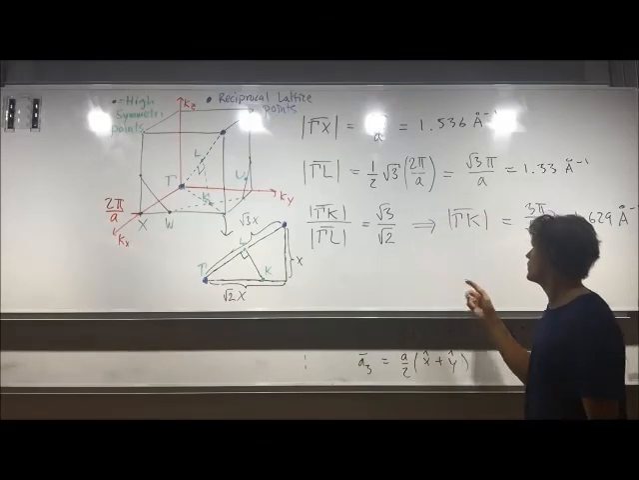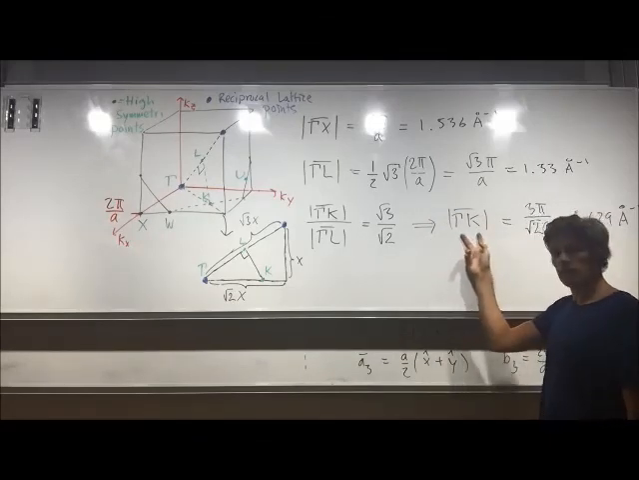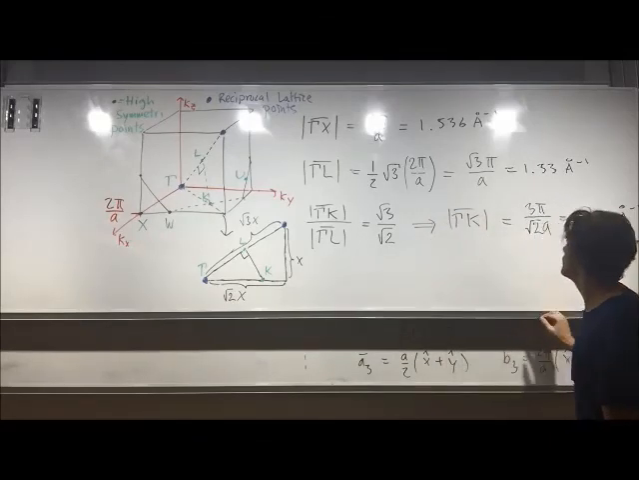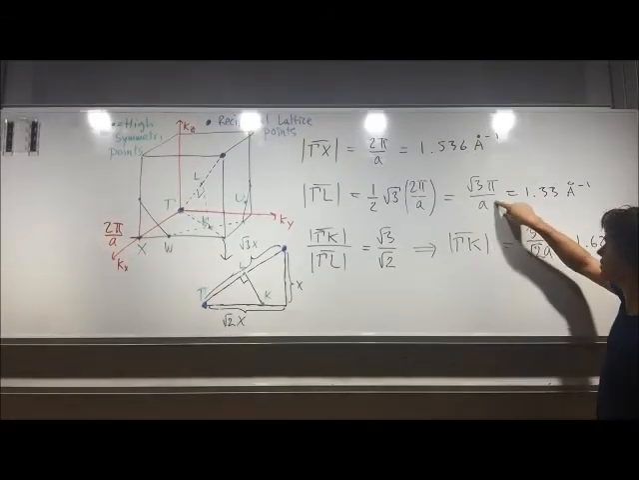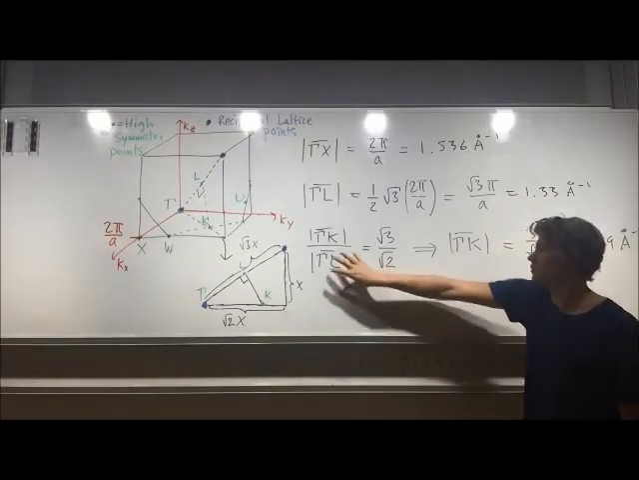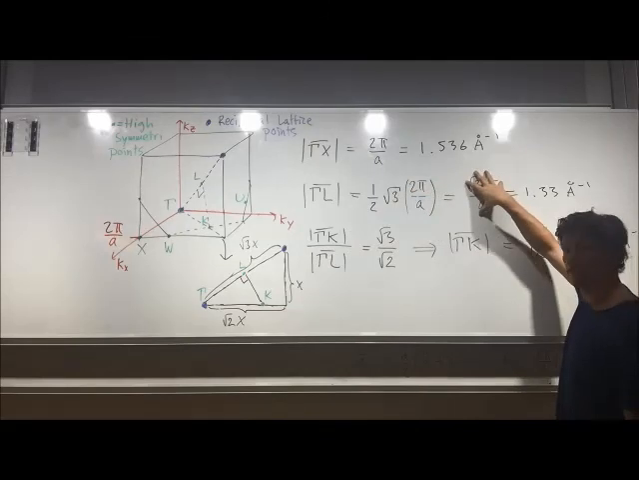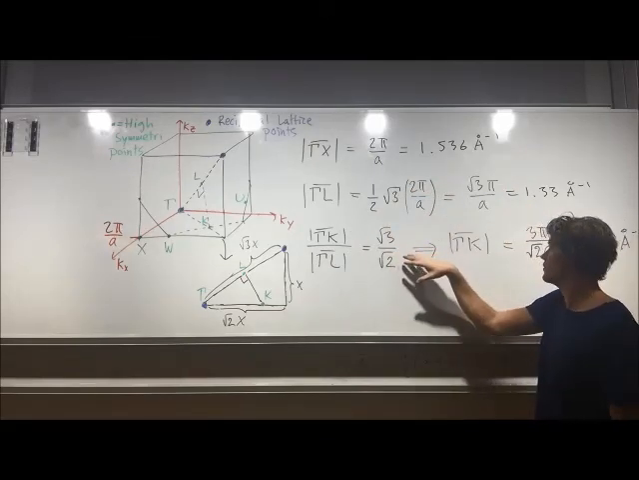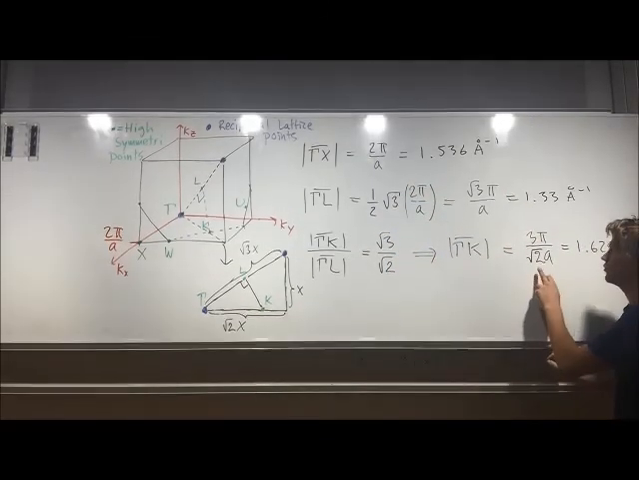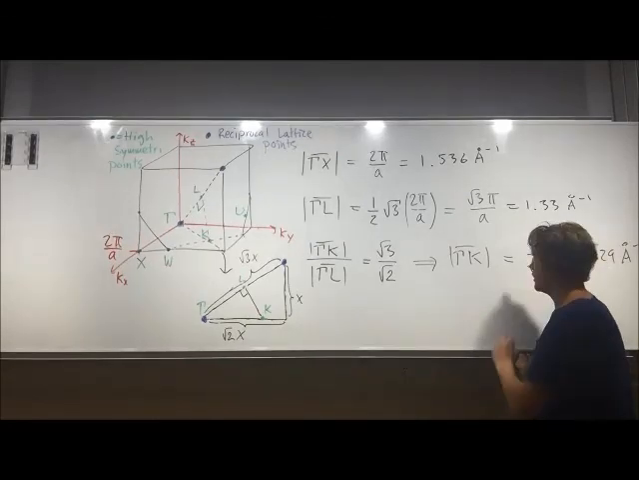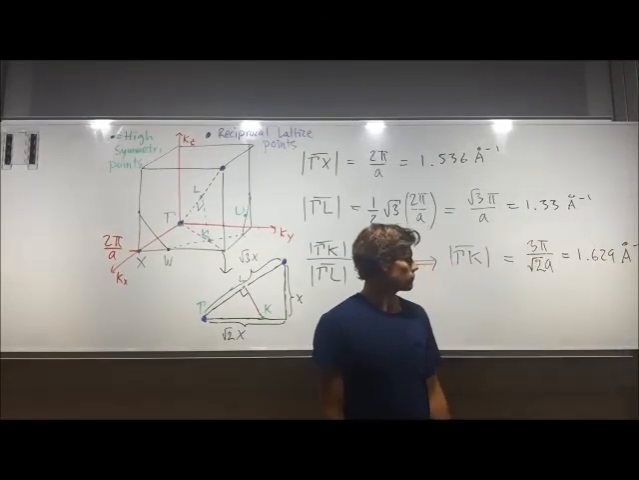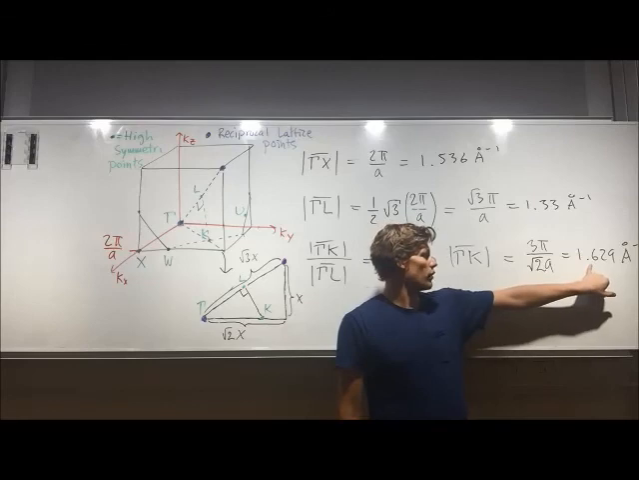This means that you get the distance gamma K equals this relation here times this one, which is equal to that one times this relation here. And this gives you 3 pi divided by square root of 2 a. Worked out, it's 1.629 angstroms to the minus 1.